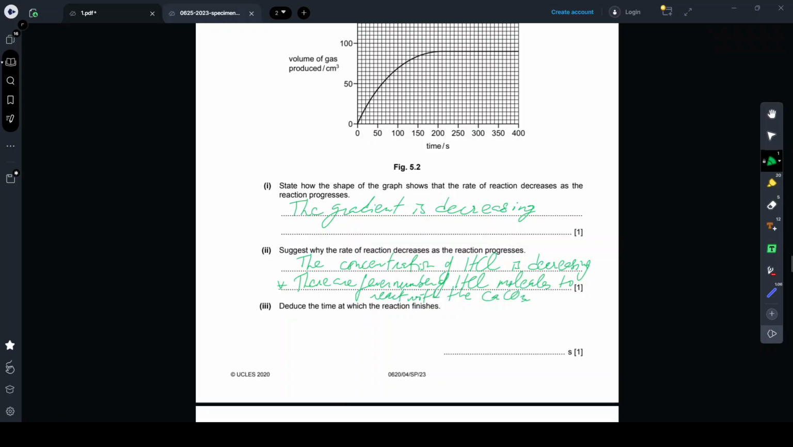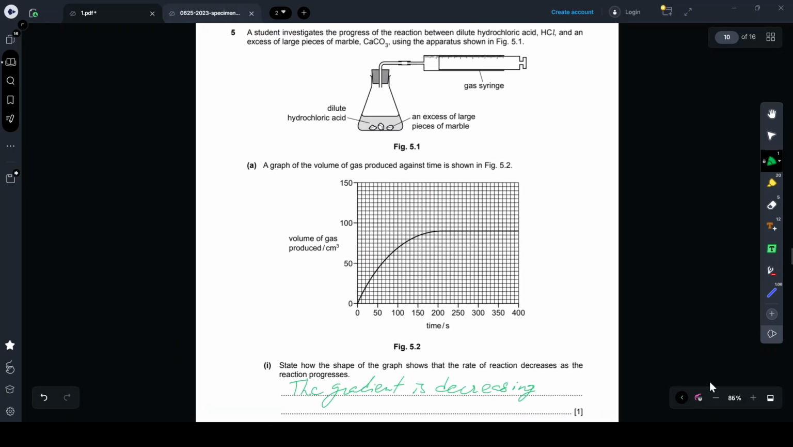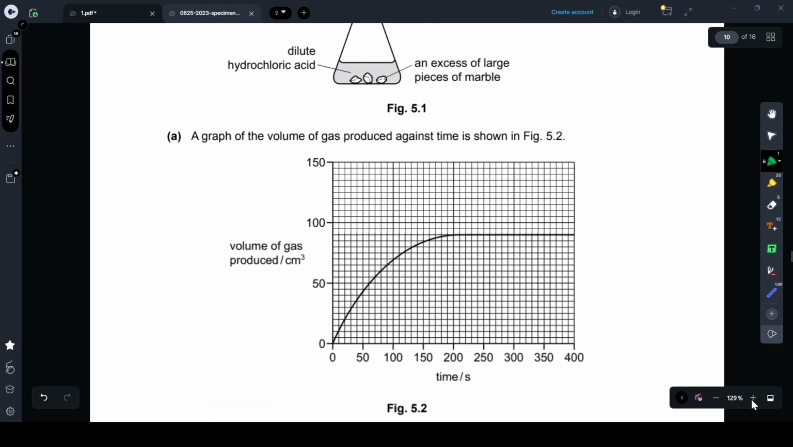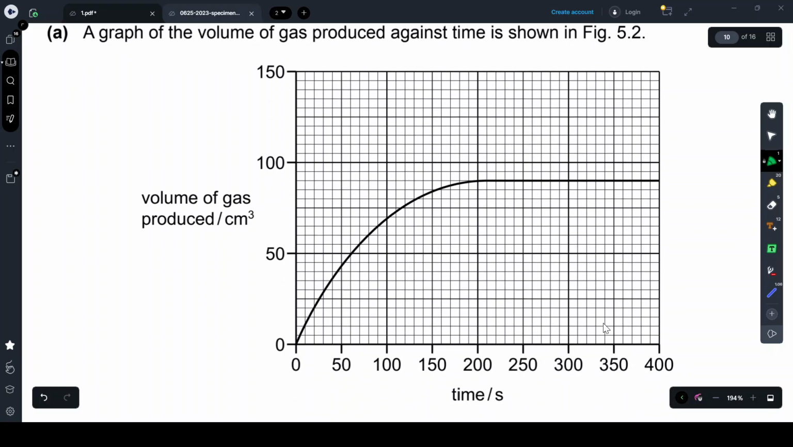Reduce the time at which the reaction finishes. 350 seconds? No, the reaction finishes when you see no more gas being produced. 100, 200 seconds, right?